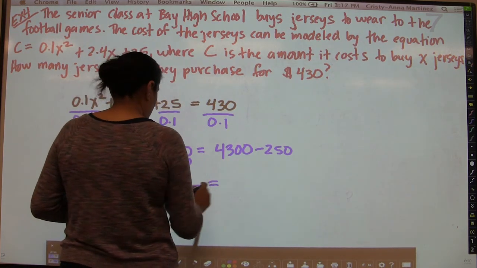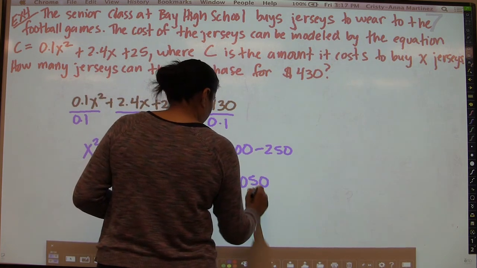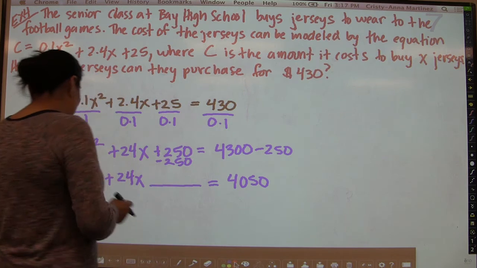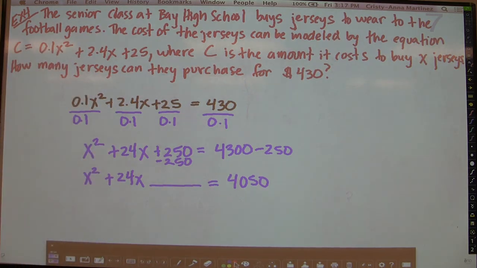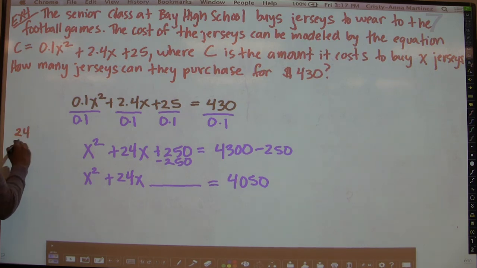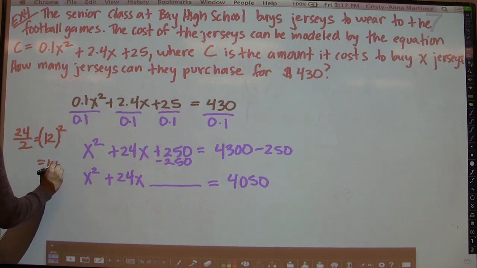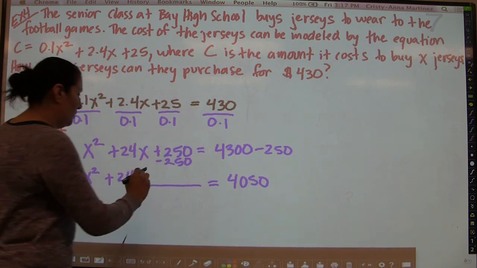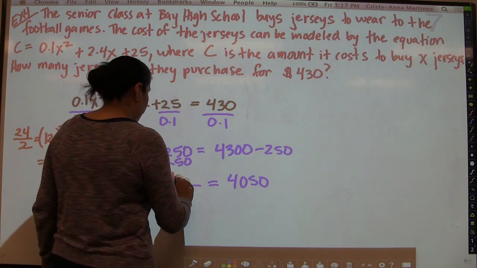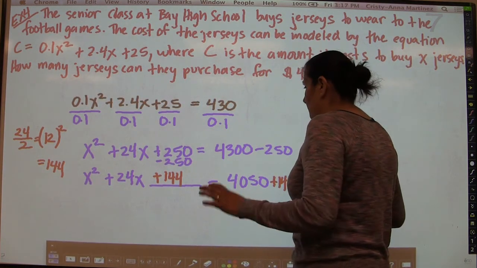Alrighty. And we're going to get 4,050. And then our completing the square process tells us to take the middle term, which is 24, divided by 2, which is 12, square that, which gives us 144. So I'm going to put in my blank 144. I'm also going to add 144 to the right-hand side to keep it balanced.